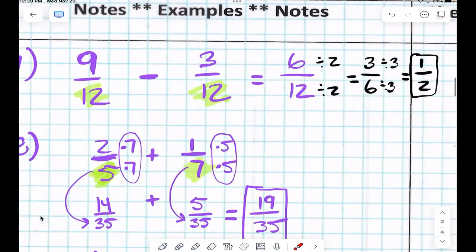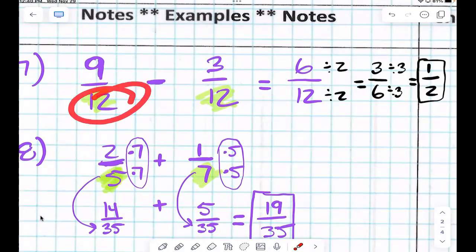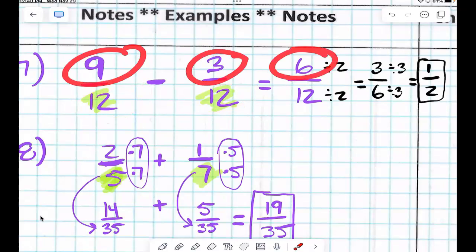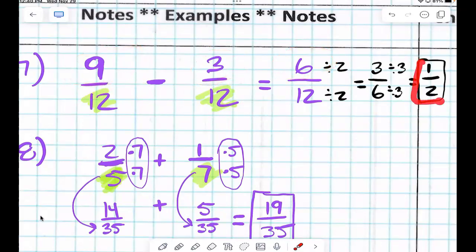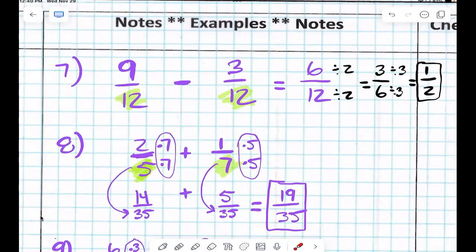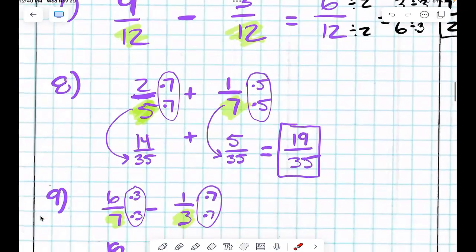Okay, I don't get this. Denominators are the same, yes? So I subtracted 9 and 3 and I got 6, yes? Why is my answer 1/2? Because you have to simplify, right? And these numbers we use to simplify are called what? Factors. Yes, factors. Best class so far at that. Good job.